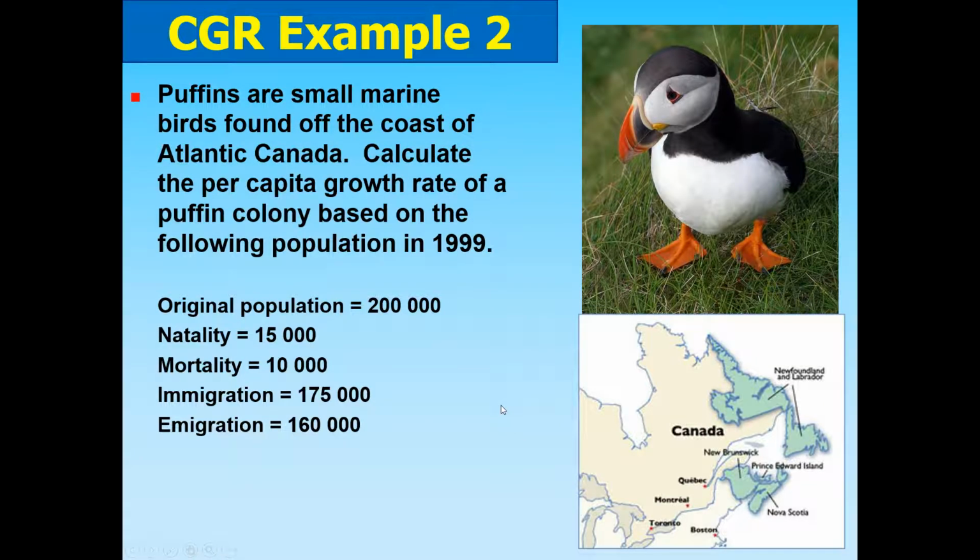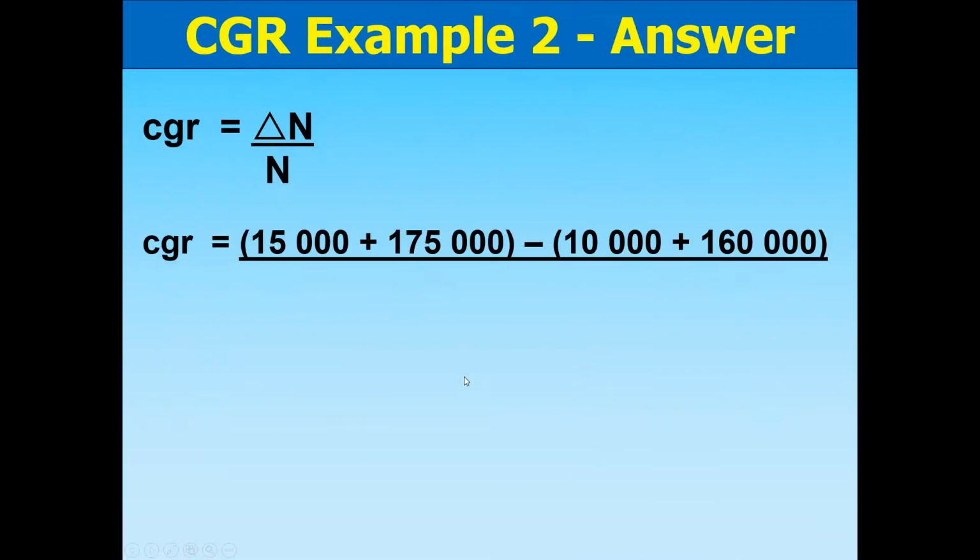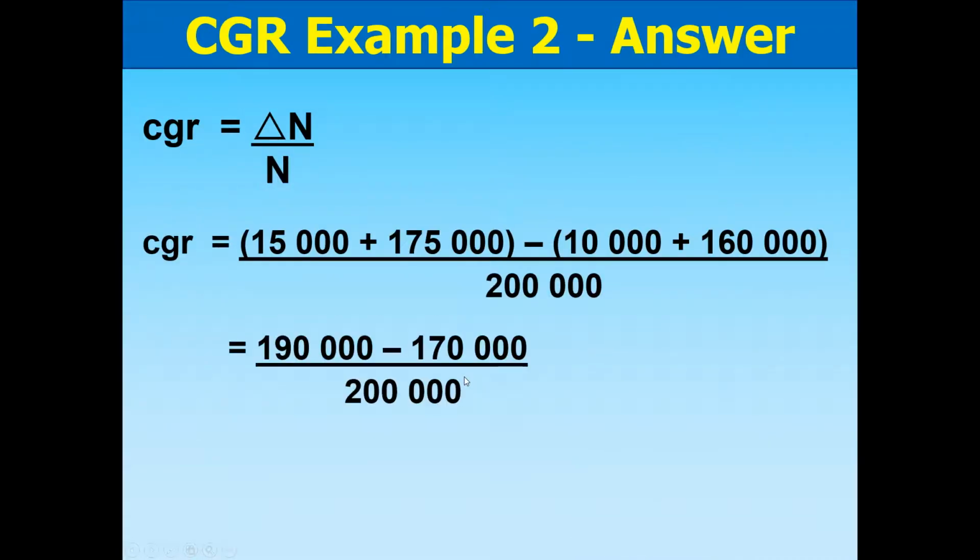Puffins are small marine birds found off the coast of Atlantic Canada. Calculate the per capita growth rate of a puffin colony based on the following population in 1999. Okay, so we have the original population and then we have all 4 factors. So let's put that into our formula for CGR.